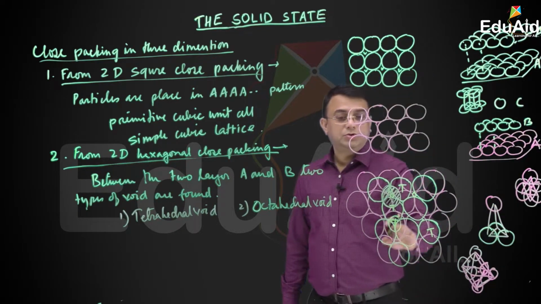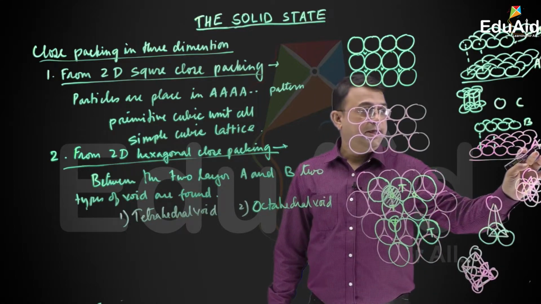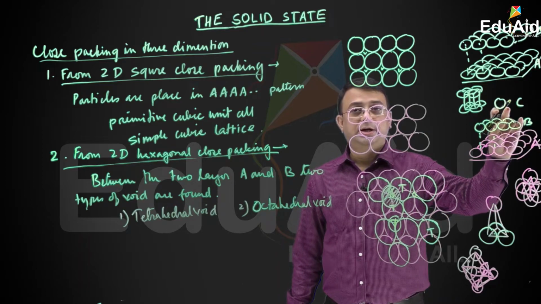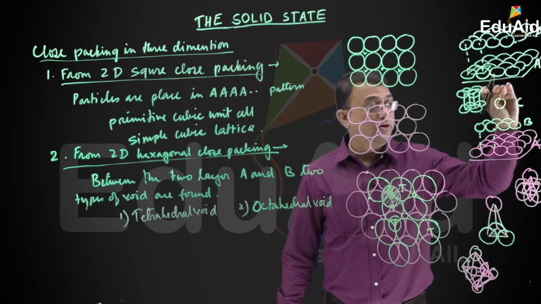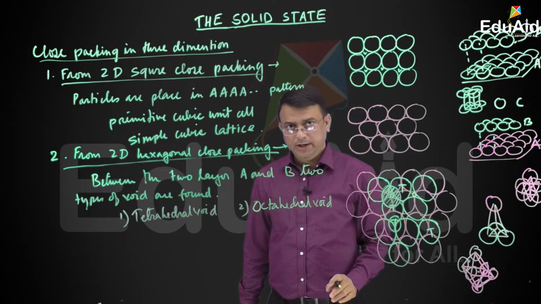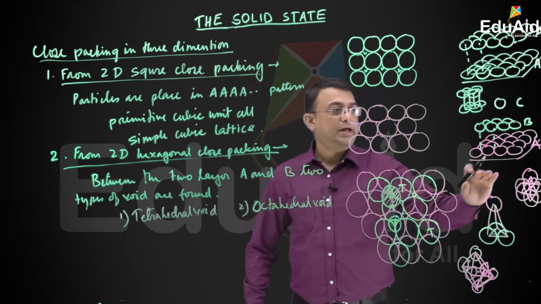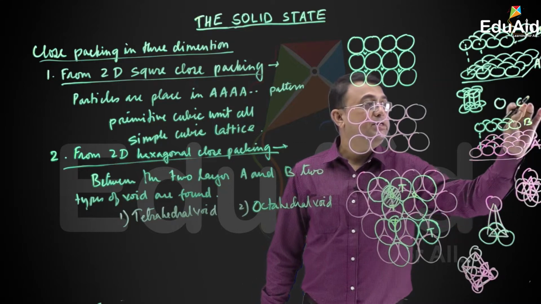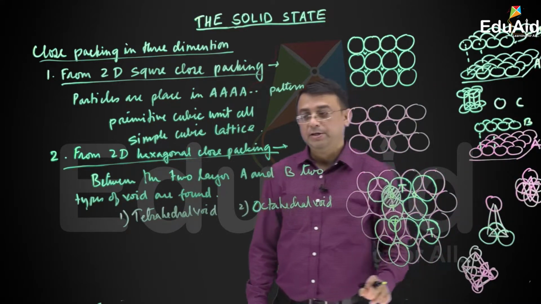So the first layer is A, which is not aligned with the second layer, which is B, which is not aligned with the third layer C. Then the fourth layer will align with layer A. So if we stack the layers in this form, then we'll find an ABC type arrangement.